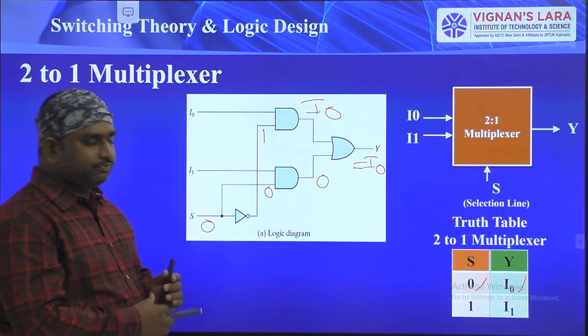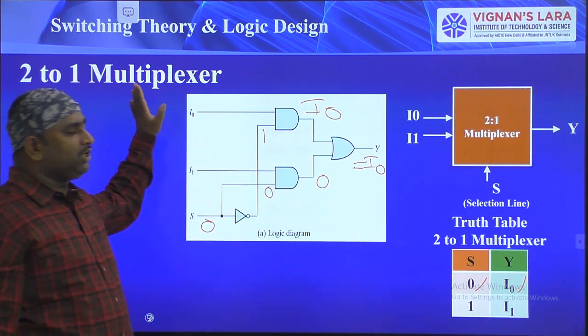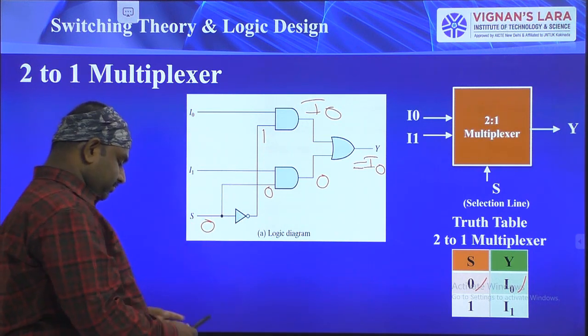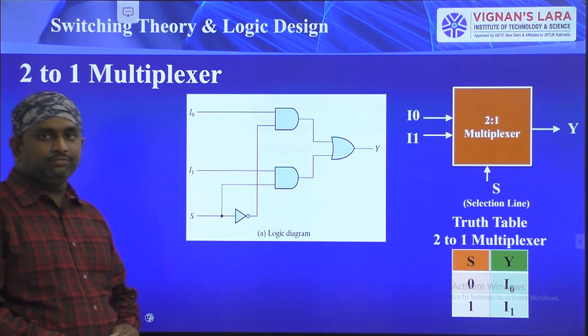So this is the multiplexer truth table. This is a 2 to 1 multiplexer. So note it down clearly.